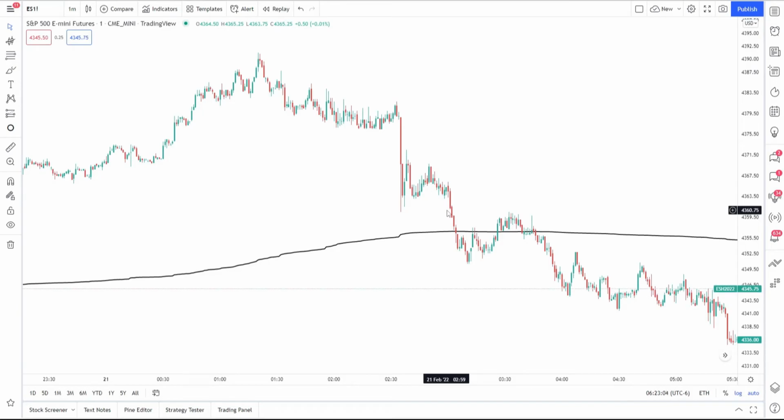And once it goes below it, it needs to take out the previous low that it made once it first broke the VWAP level. This is indicating that the bears are taking control from the bulls because the buyers have tried to bid this price back up but have failed to do so. This is showing that the trend is most likely going to change, and from here we're looking for short entries only.